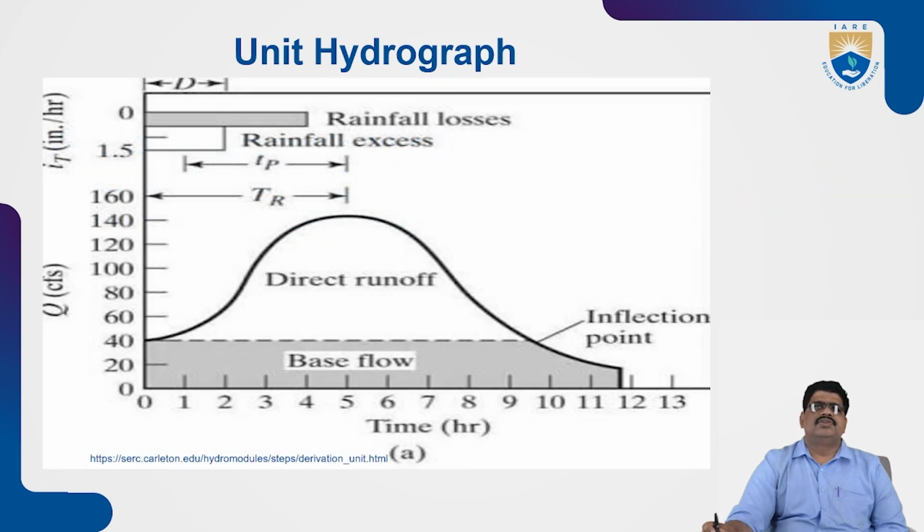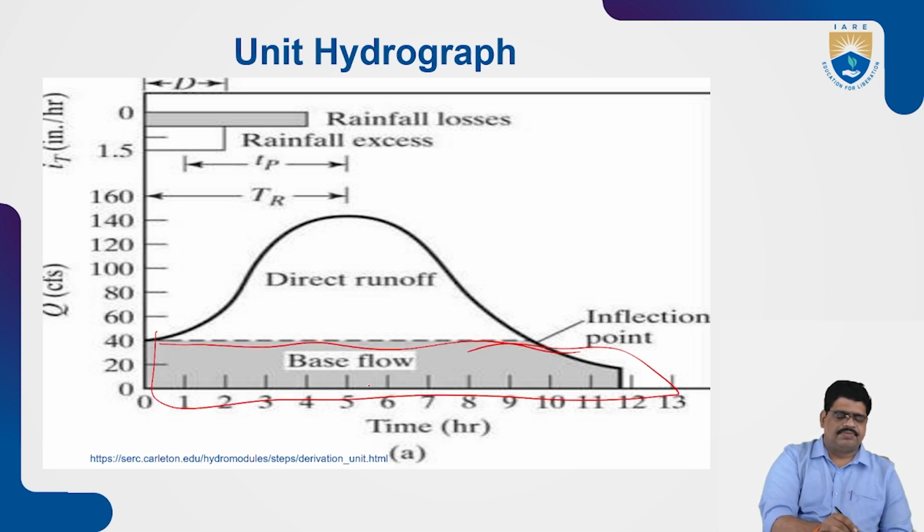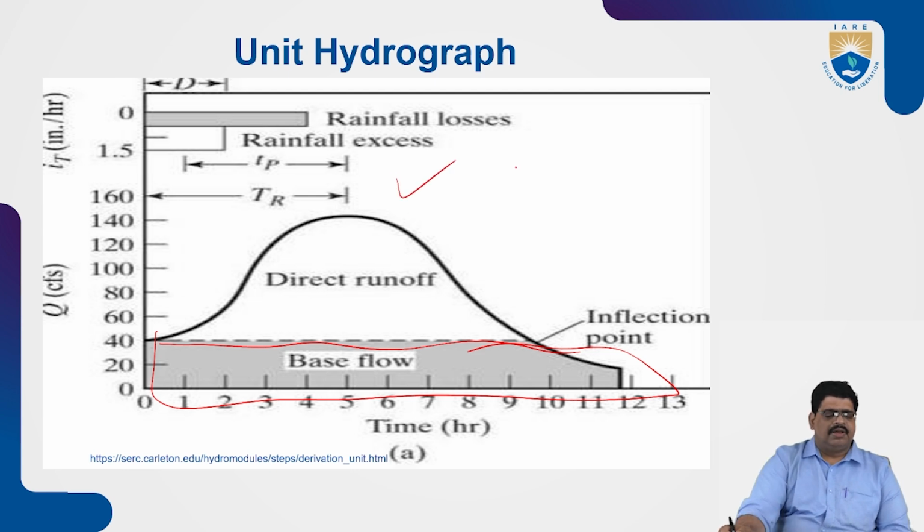So let us see the unit hydrograph. This is the direct runoff unit hydrograph. Of course, this is the base flow separation from one point to another point. The influence of rainfall excess and also the TP and TR points. We will have to take the base flow separation, and the discharge here you have to take per second, and of course this is the base flow.